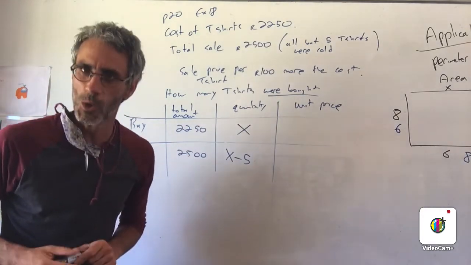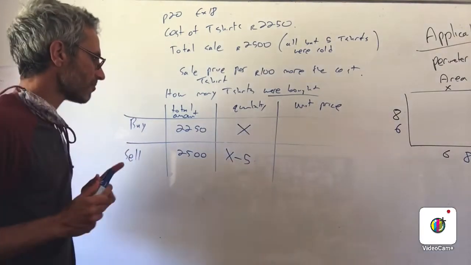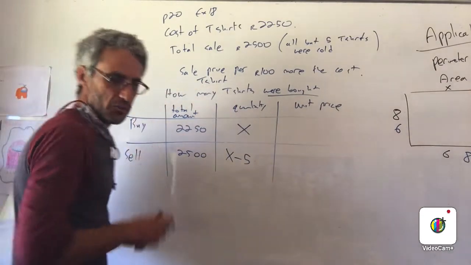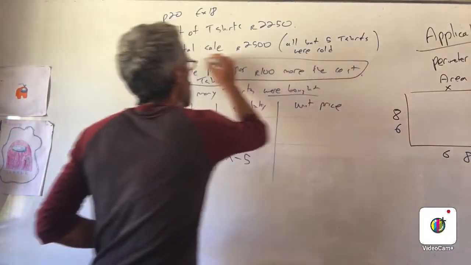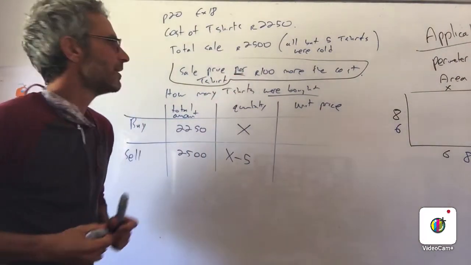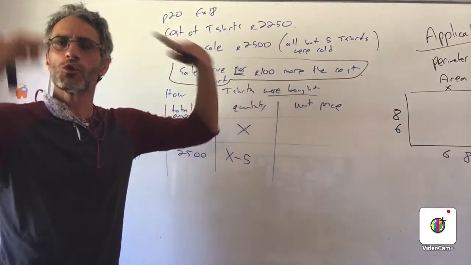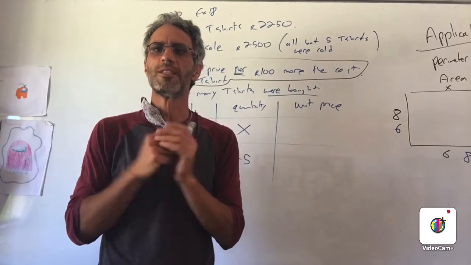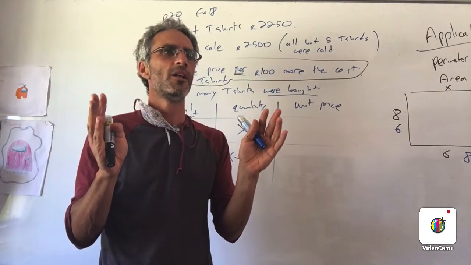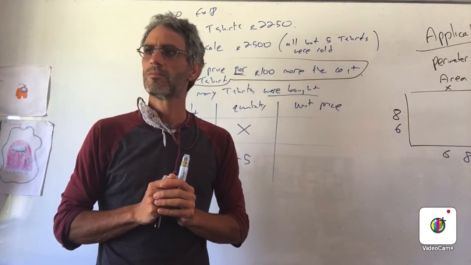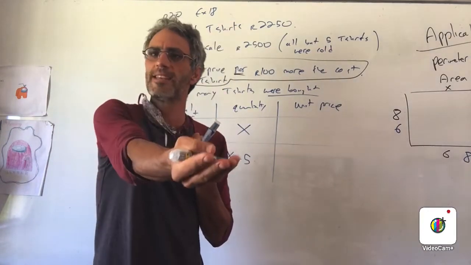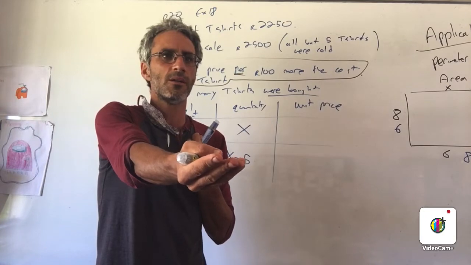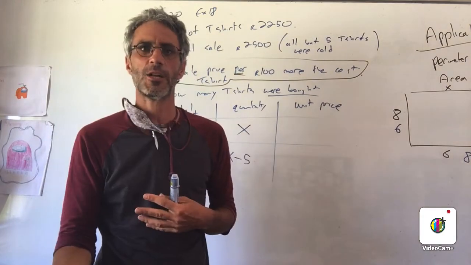Now, this is the last piece of this data. They tell me that the sale price per t-shirt is 100 more than the cost. So what does that mean? Let's say a t-shirt cost me 50 Rand per t-shirt. Each t-shirt cost me 50 Rand to buy. How much did I sell it for? 150. You said 50 plus 100, okay?